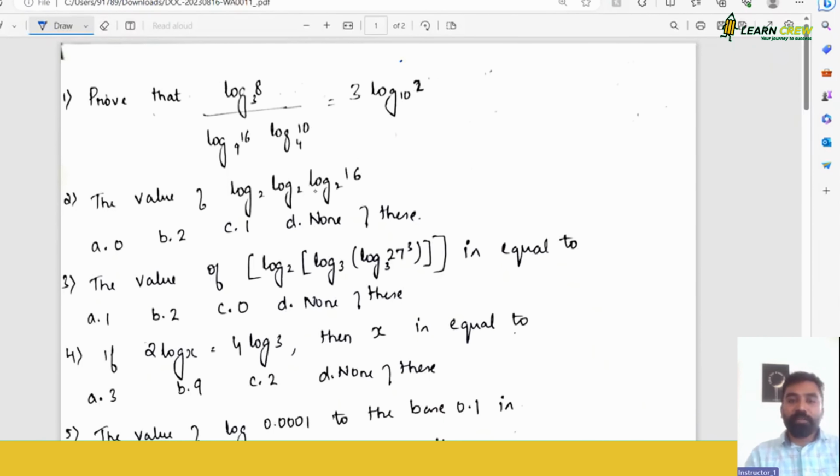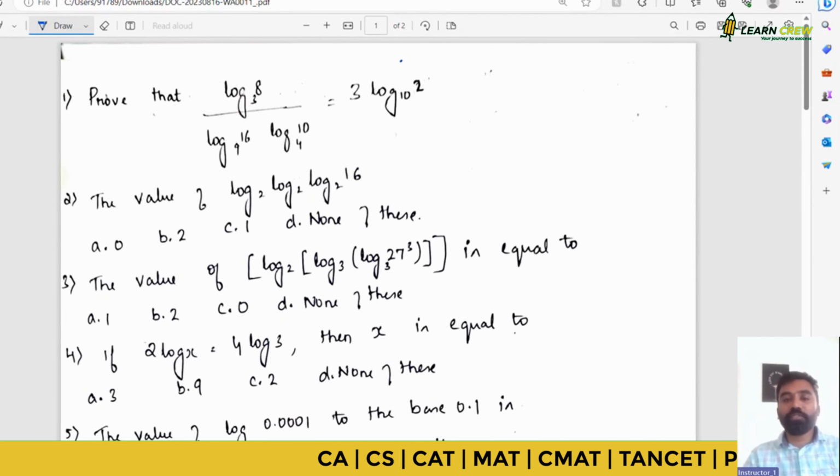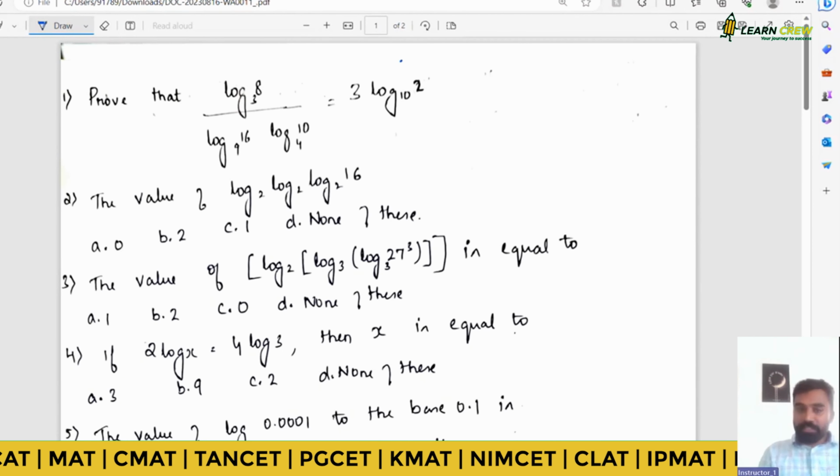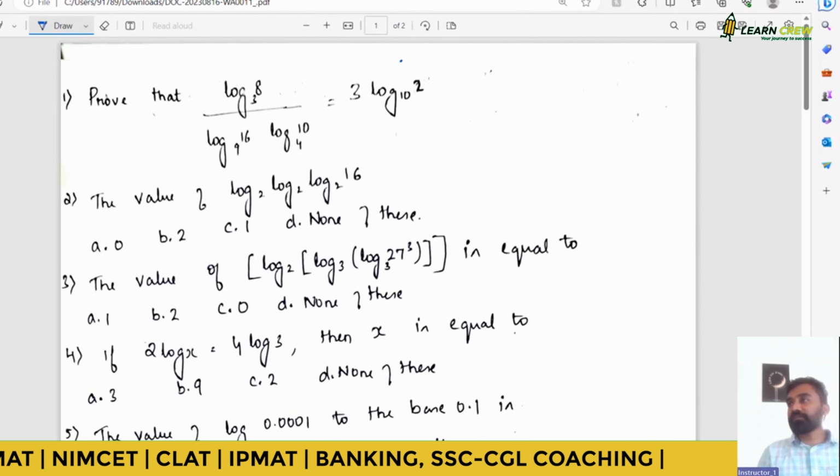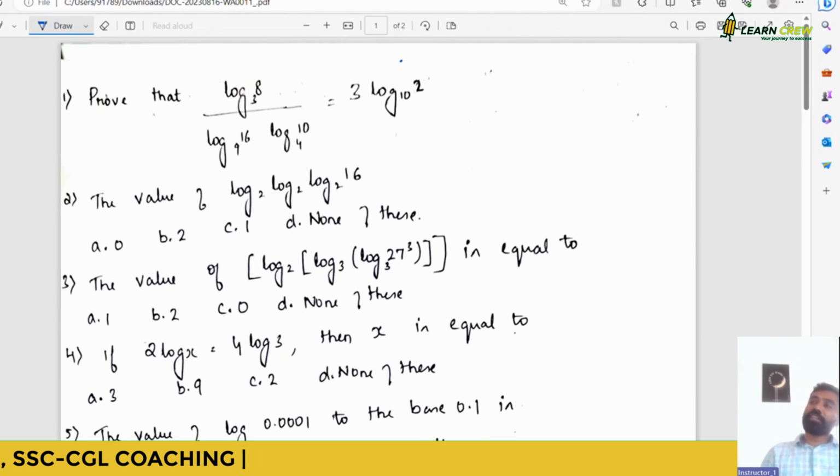Then take up this question. Third one: log base 2, log base 3, log base 3 of 27 to the power of 3 is equal to what? Solve it. 27, how can it be written in terms of 3? 3 cube. So 3 cube to the power of 3 becomes exponents and surds.